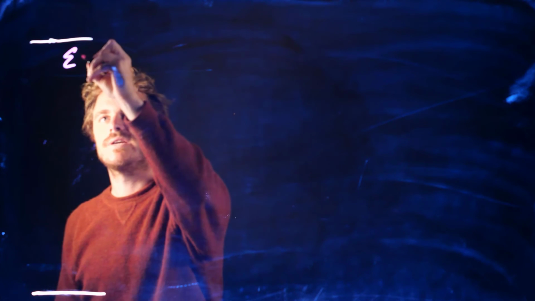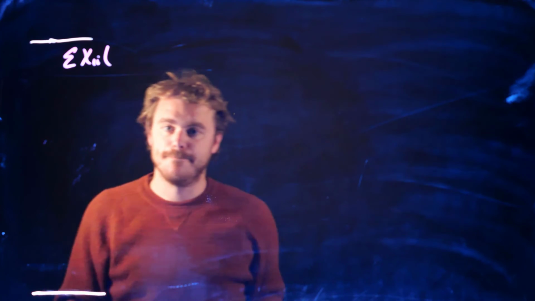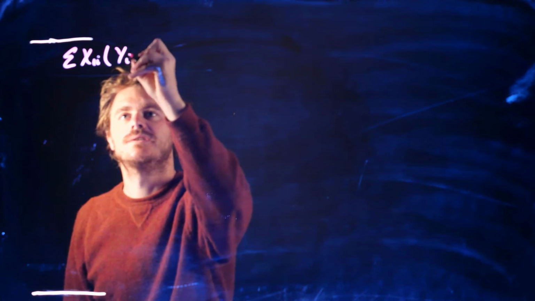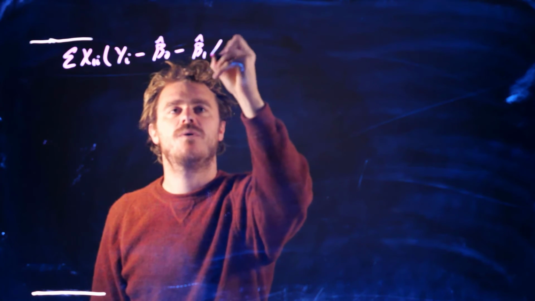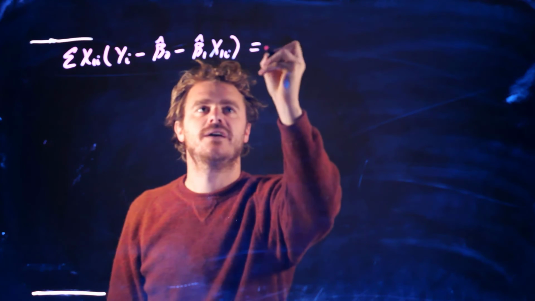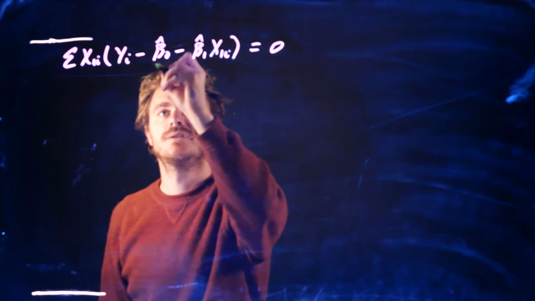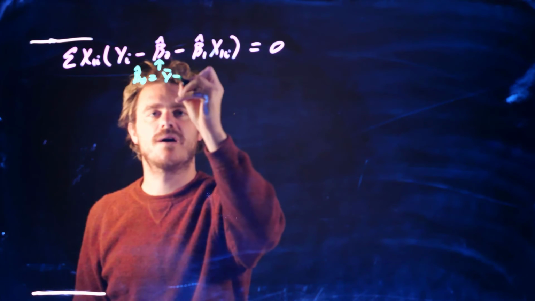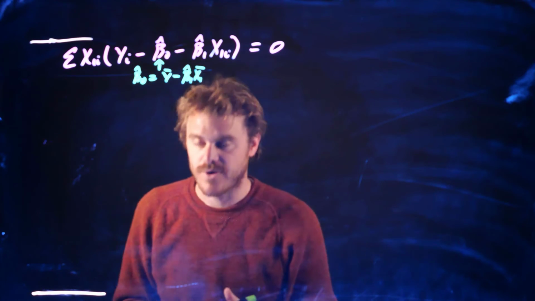All right, so let's go back to that other first order condition where we took the derivative with respect to beta hat 1. We had this extra x1i at the front. Beta hat 0, beta hat 1, x1i. And this was our first order condition. So what we're going to do now is plug in that beta hat 0 equals y bar minus beta hat 1 x1 bar. That's what we just solved for.